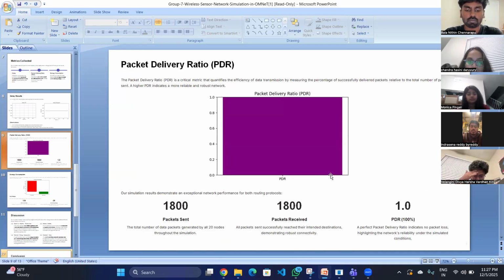And coming to the delivery ratio, each of the 20 nodes generated traffic at 1 packet per second throughout the simulation duration. A total of 1800 packets was transmitted across the entire wireless sensor network. All 1800 packets were successfully received at the destinations, resulting in zero packet loss. This produced a packet delivery ratio of 1, which equals almost 100% delivery success. The static topology and reliable routing paths greatly contributed to this high PDR value.